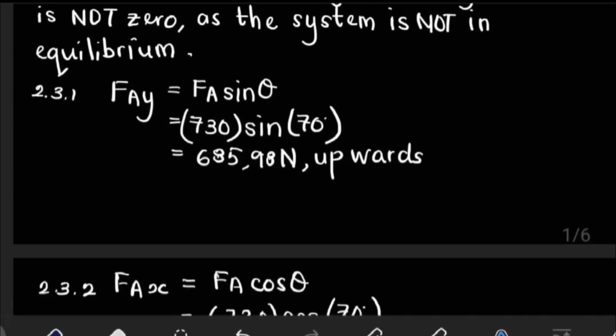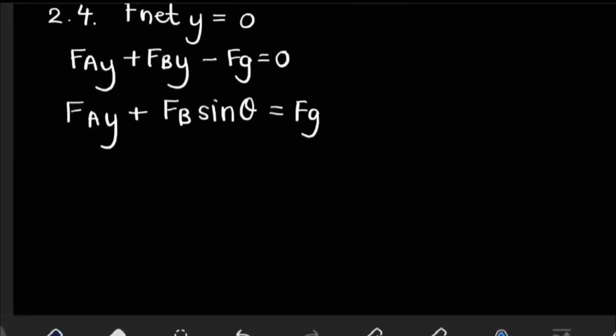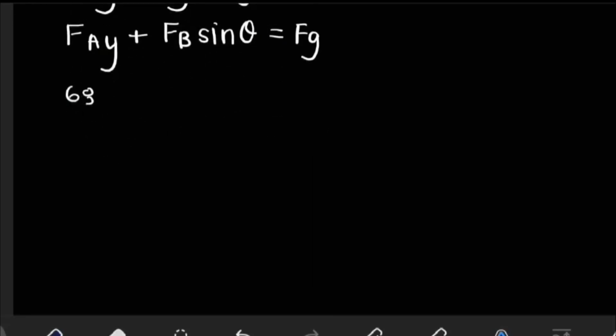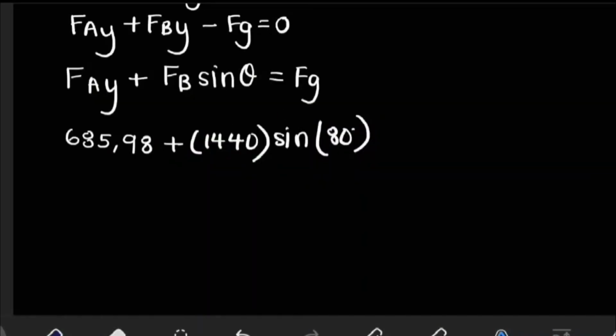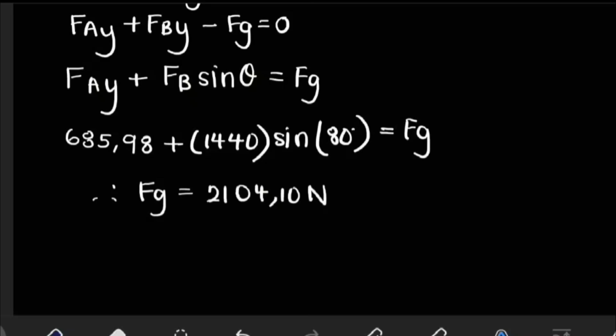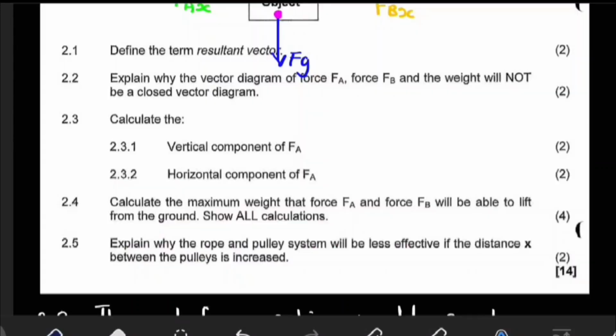So Fay, our value was 685.98. For Fb, if we refer back to the diagram, Fb was 1440 and theta was 80 degrees. That is equal to Fg. So let's put this on our calculator to see the maximum weight that these ropes can lift up. So here's what I get, 2104.10 newtons. So that is the maximum weight that force Fa and Fb can lift up.